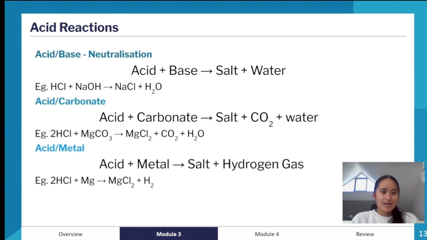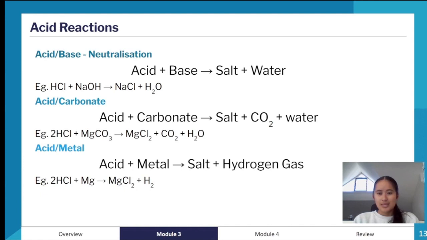The next reaction is acid carbonate reaction. Again, another important one because this also comes back in Year 12. But for this, what happens is you have an acid and you have a carbonate, so it's a metal carbonate usually, and this forms a salt, and it forms carbon dioxide and it forms water. So the example is a reaction between hydrochloric acid and magnesium carbonate, and yeah, it's just balanced out there.